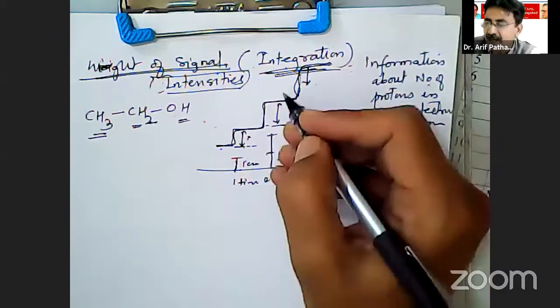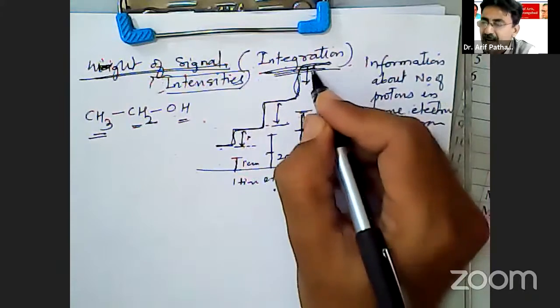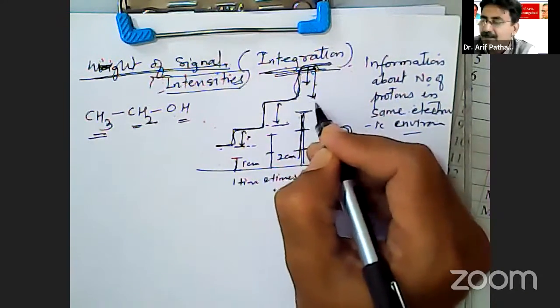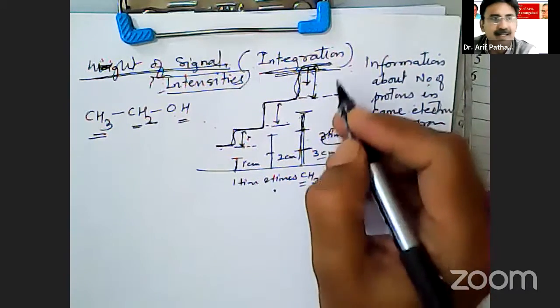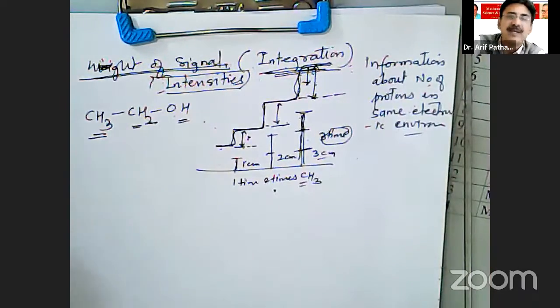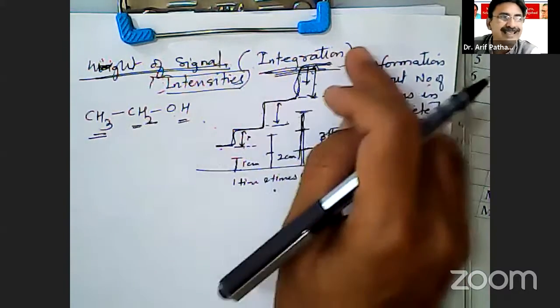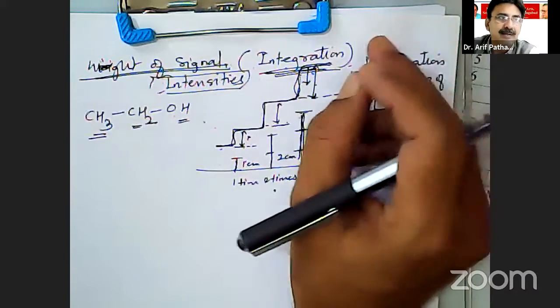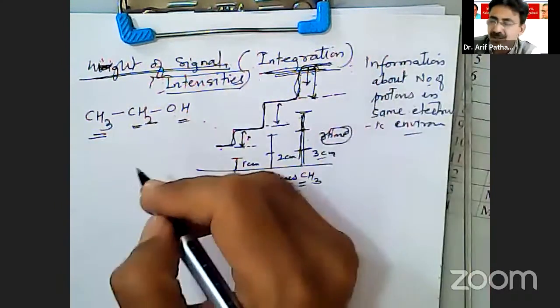This height gives the number of protons for CH2, and this height gives the number of protons present in the CH3. So computer software is used to minimize the other irrelevant things, and you will get the exact value of the protons using this integration curve.